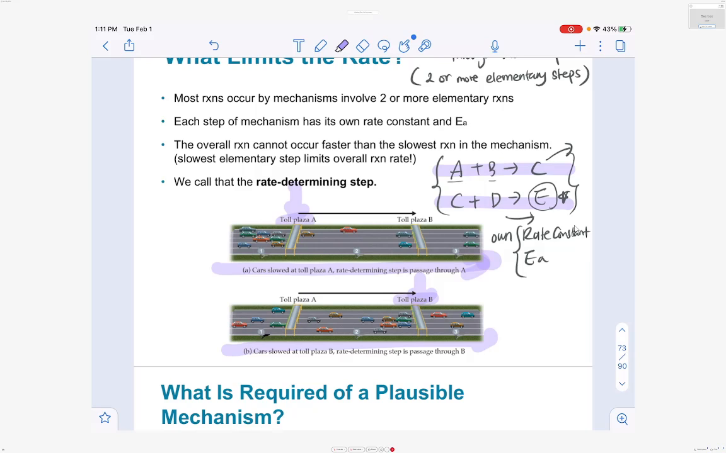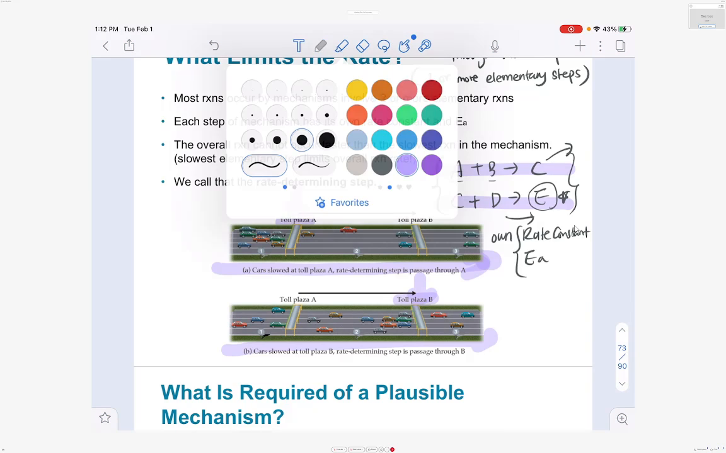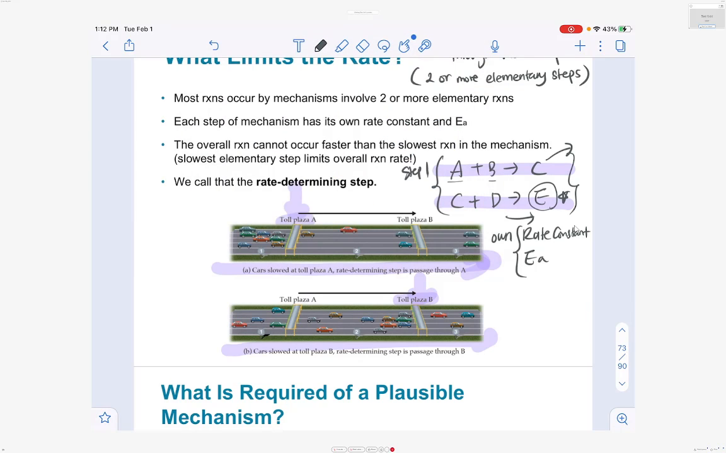Okay, so if this is step one and if this is step two, if this elementary reaction is a slower reaction, if it's occurring slowly, then this step one is going to be the rate determining step. It will limit the overall reaction rate.